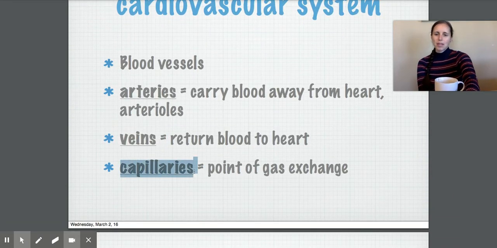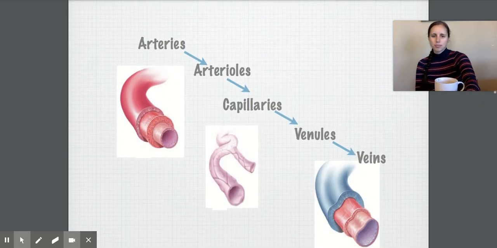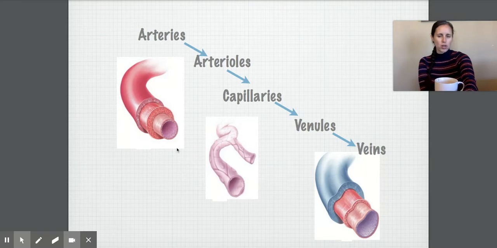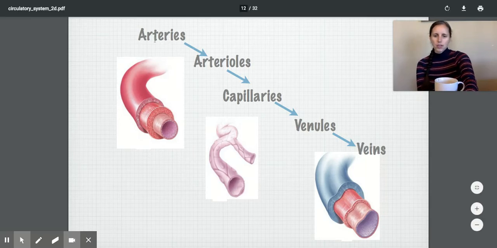Your last type of blood vessel is your capillaries, and that's the point of gas exchange. So your capillaries are actually at body cells. They're incredibly thin, and that's where gas is actually leaving to go to the cells. It's also where nutrients are leaving to go to the cells, and it's where the blood is picking up waste. So it's the actual point of exchange between blood and the body cells. So if we were going to look at how these go in order, we've got our arteries. Our arteries, you can see here, are many layers and are incredibly thick.